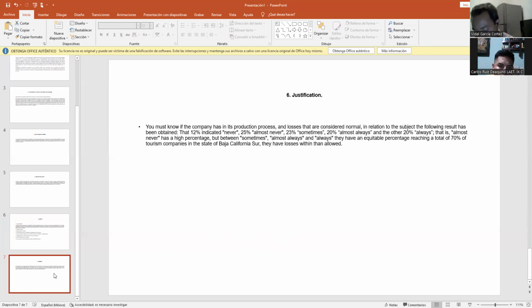Justifications. The company has in its production process losses that are considered normal. In relation to the subject, the following result has been attained. The charts indicate never 25, almost never 23, sometimes 20, almost always 80, always 20. Almost never has a high percentage, but between sometimes, almost always and always they had an equitable percentage. A total of 17 touring companies in the state of Baja California Sur had losses, and that's allowed.